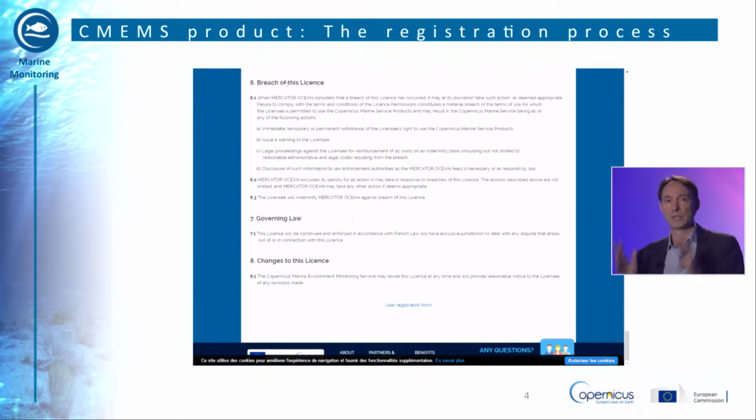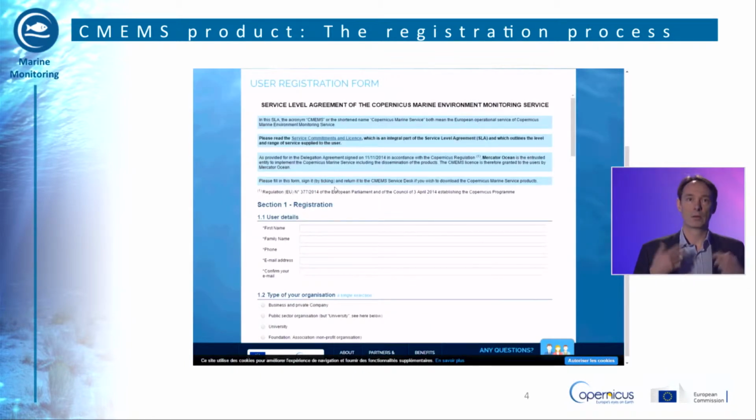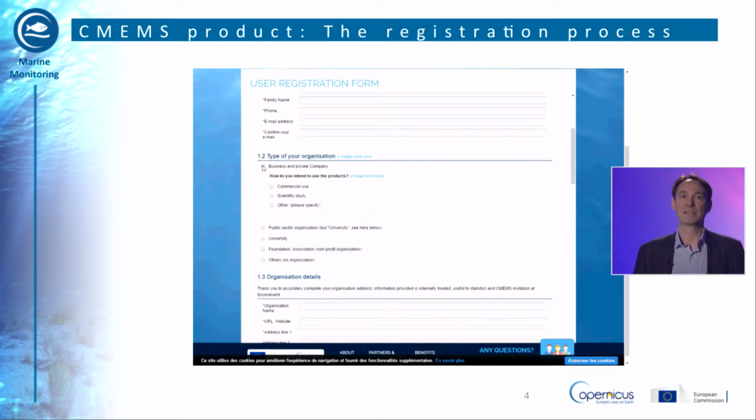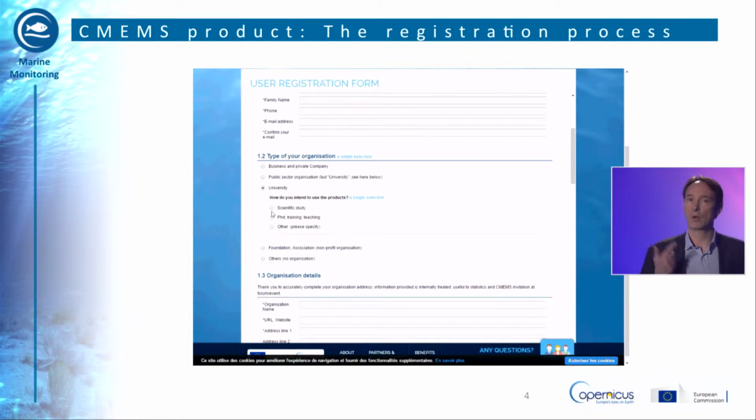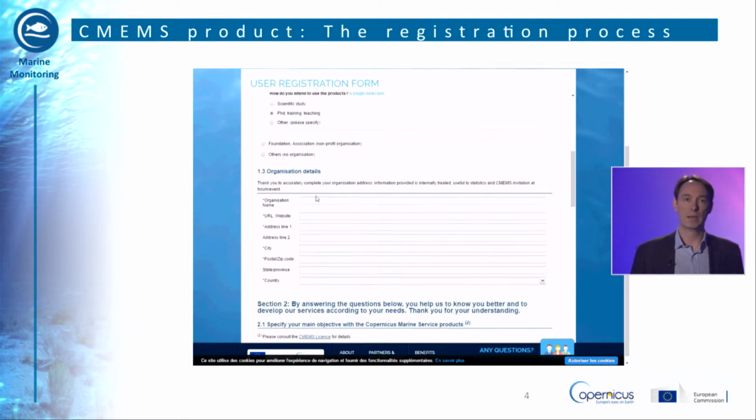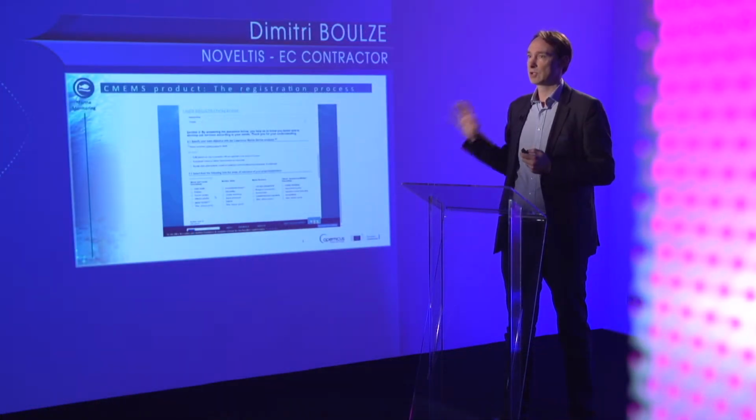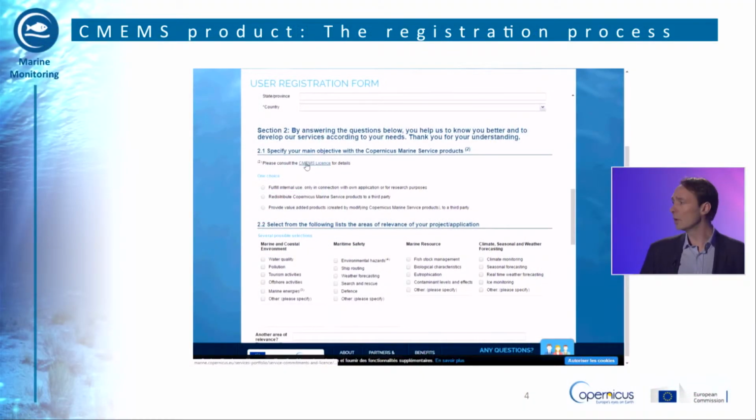Returning to the user registration form, complete the requested information about you, such as user details, type of your organization, organization details, areas of relevance, etc. You can click on several selections if you want. You can also mention how you heard about CMEMS. It's always useful for the statistics.